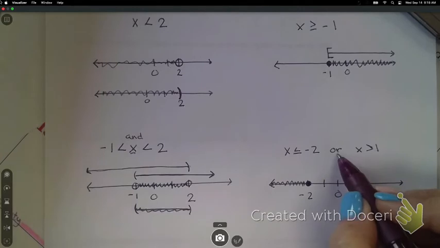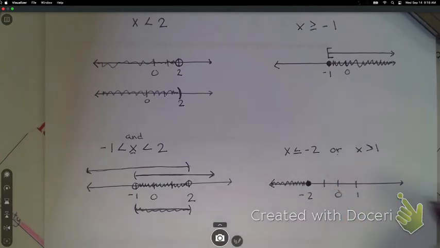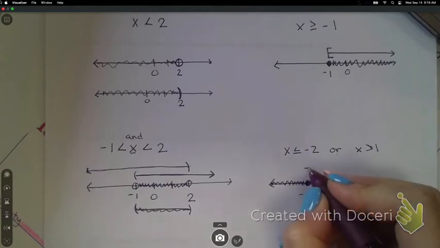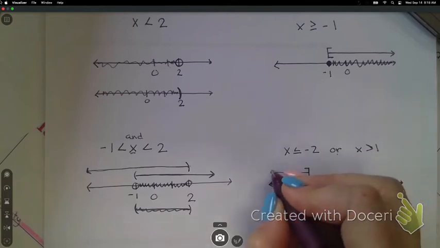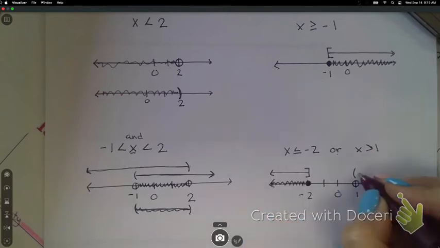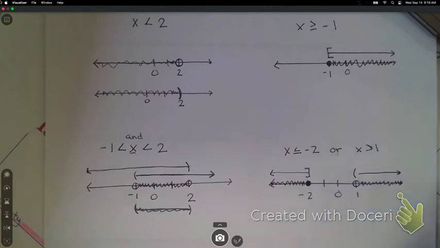Okay, or, so it can be either of them. It doesn't have to be both. x is greater than 1. Open or closed at 1? Open. Open at 1 and to the right. If I was doing it with brackets and parentheses, it would look like this. This is probably the last time I'm going to do both. Do we need to do more of these? No. Pretty easy.